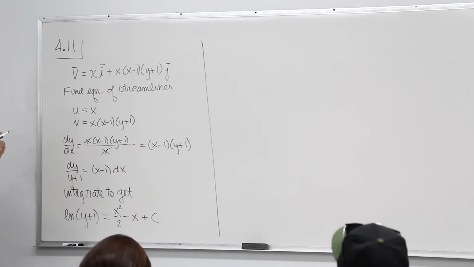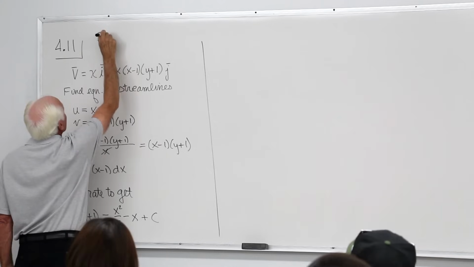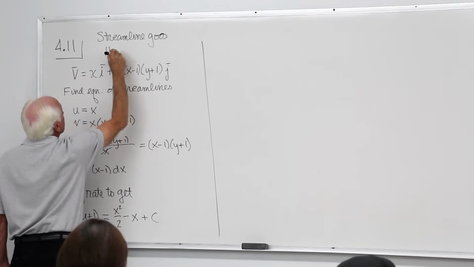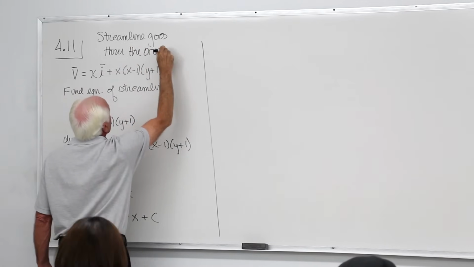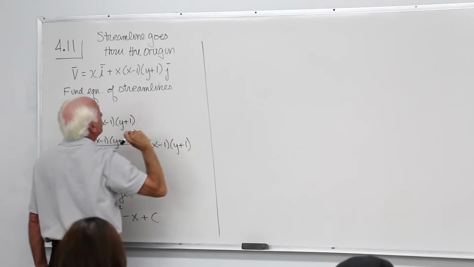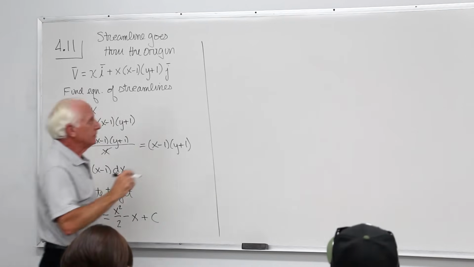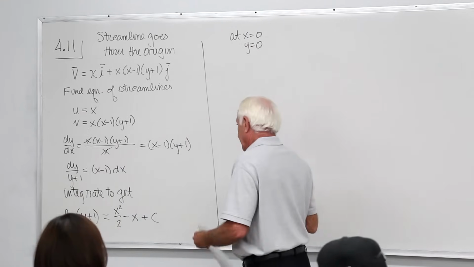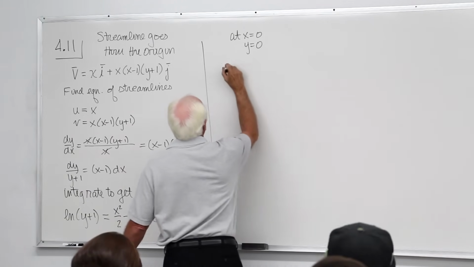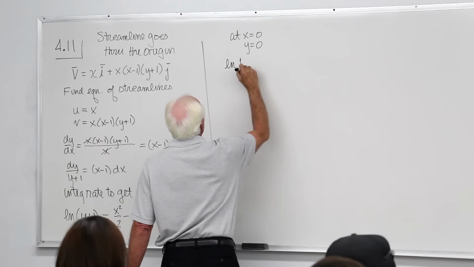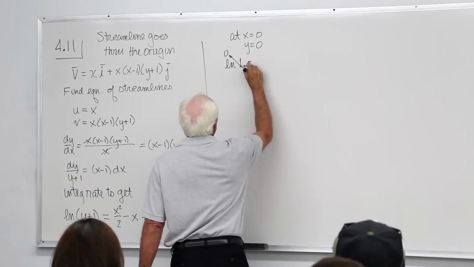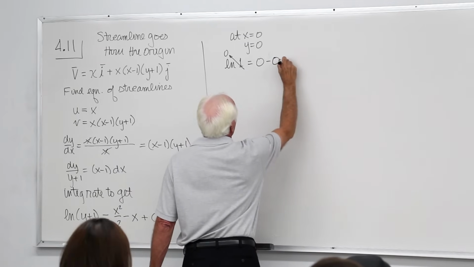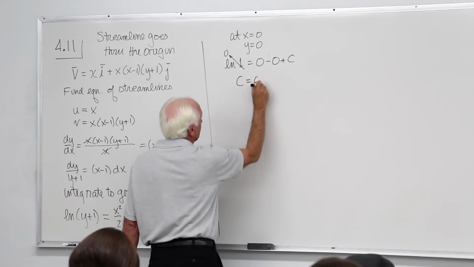Now I didn't put it up on what was given, but this was also given. The streamline goes through the origin. So at x equals 0, y equals 0, natural log of 1, which of course is 0, is equal to 0 squared over 2 minus 0 plus c. The conclusion then is the constant c is equal to 0.